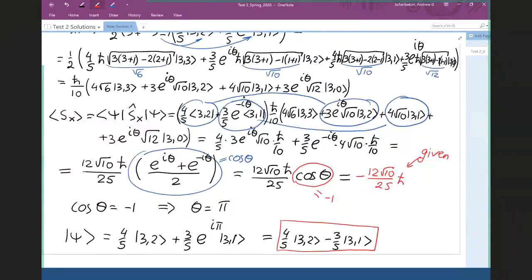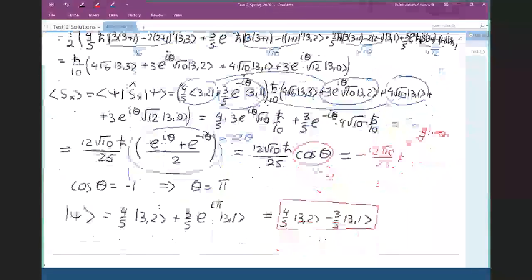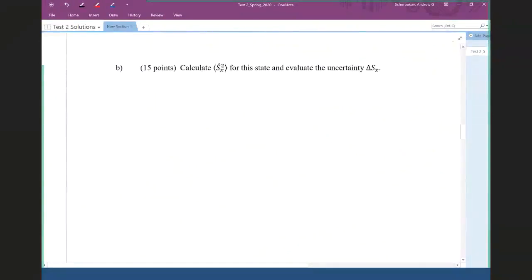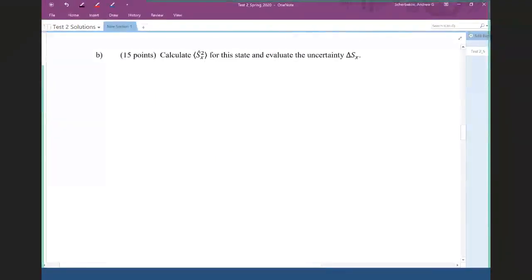Let's move on to the next. Oh, next page is empty. Let's skip that. Here you go. Next part. Calculate Sx squared. Well, calculate Sx squared is the expectation value of the square of the x component.